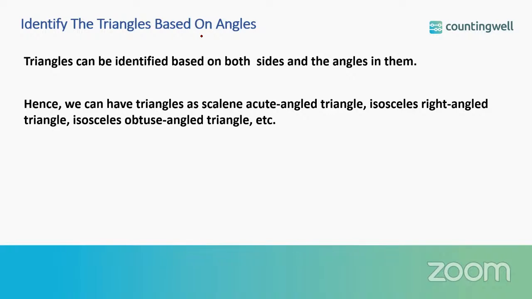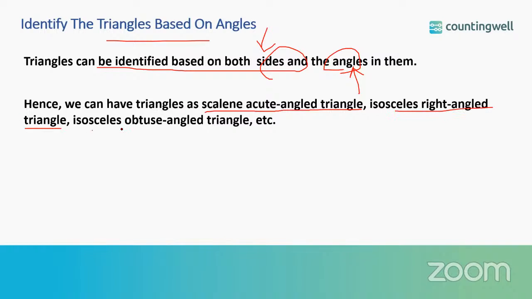To identify the triangle based on angle, triangles can be identified based on both sides and angles. We have seen how we are identifying based on sides. Now we are going to see how we are going to identify based on the angles. Whether it is a scalene acute angle triangle, isosceles right angle triangle, or isosceles obtuse angle triangle, etc.